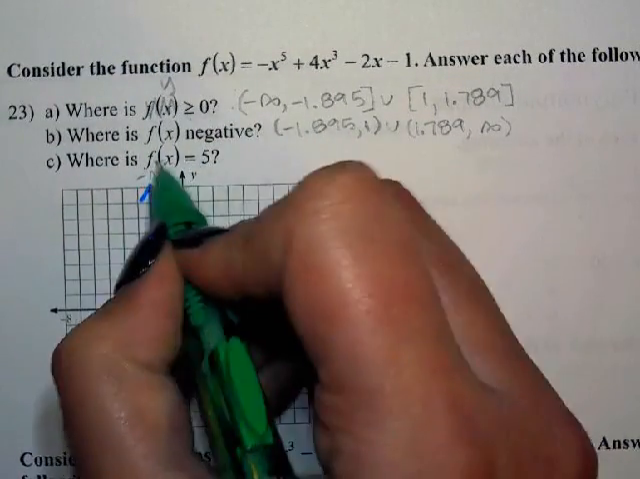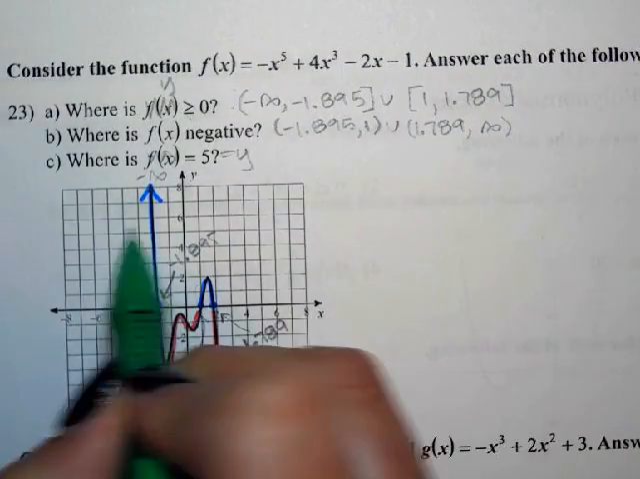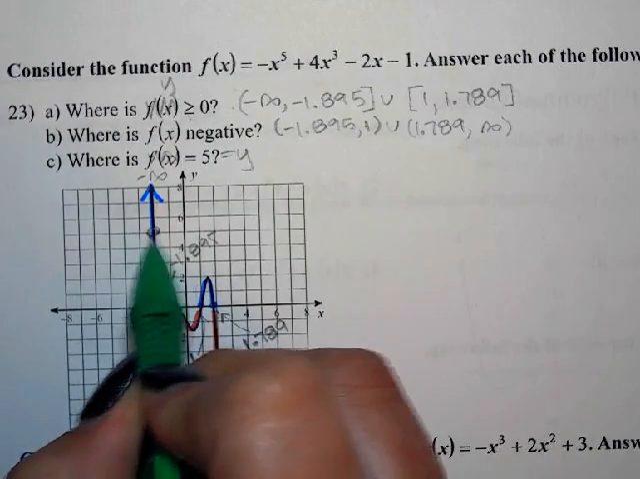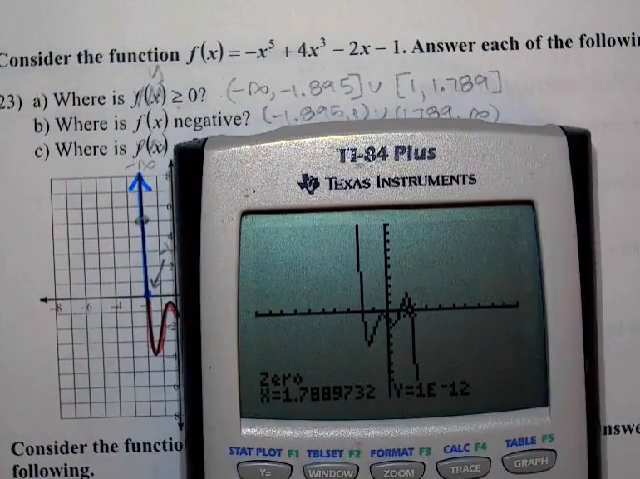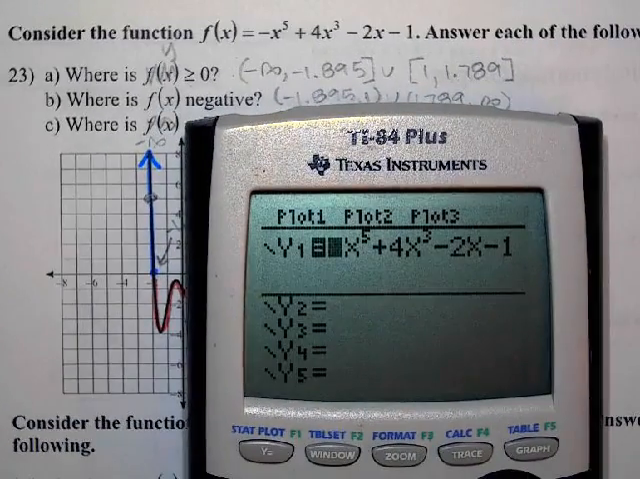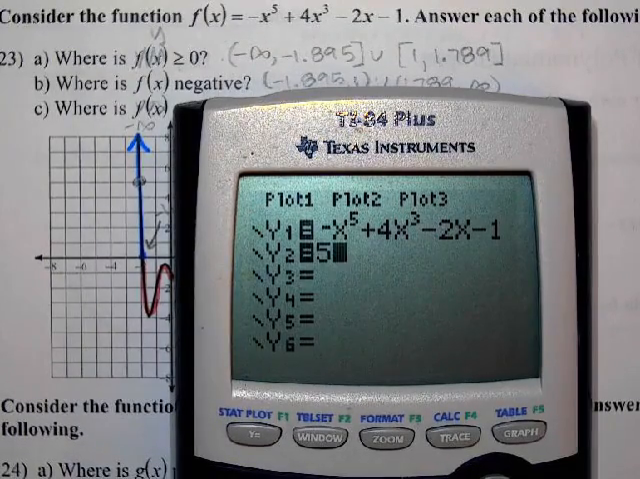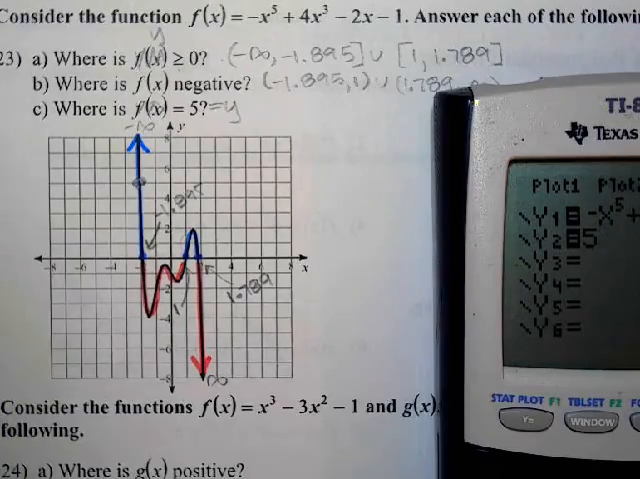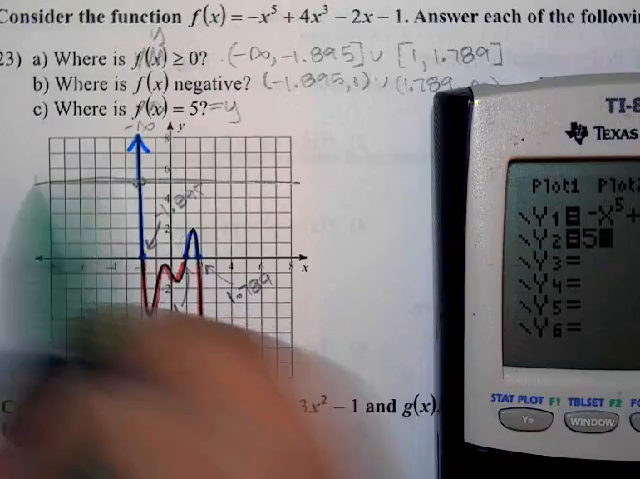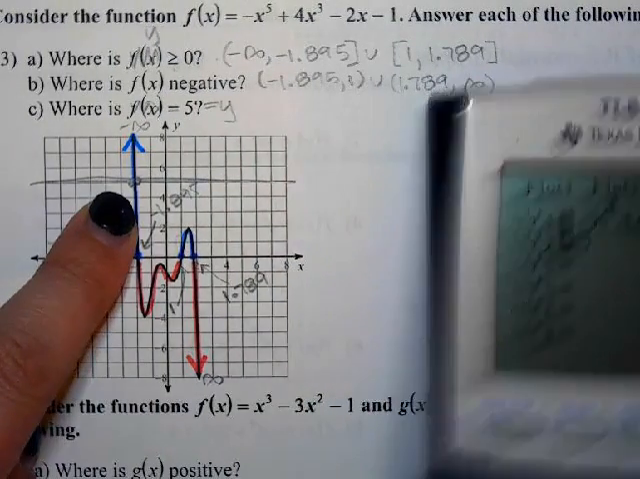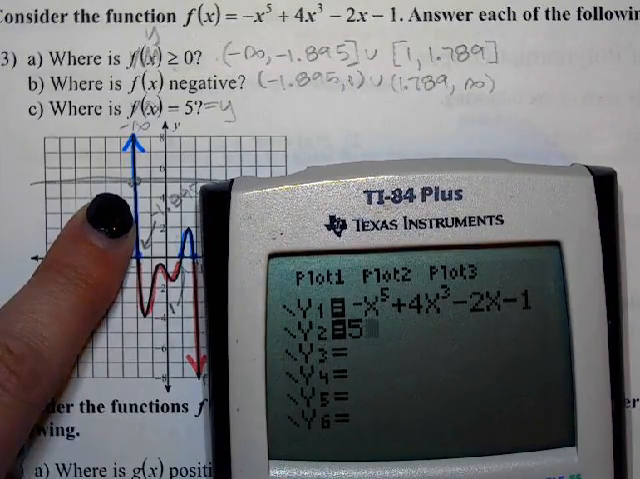Now it says, where is f of x 5? So that's a y. Where's the y value 5? We can kind of see it right here, where we have a y coordinate of 5. The way you find that on your calculator is you hit the y equals button, go down to y2, and hit 5. Your calculator is going to graph a horizontal line at 5, and we're going to find the intersection of that horizontal line with the curve. That's going to tell us when the function equals 5.